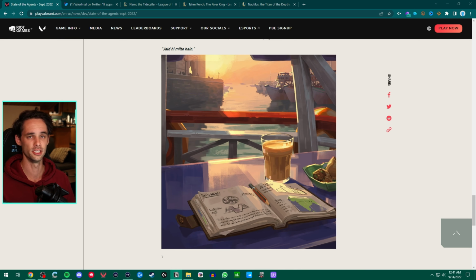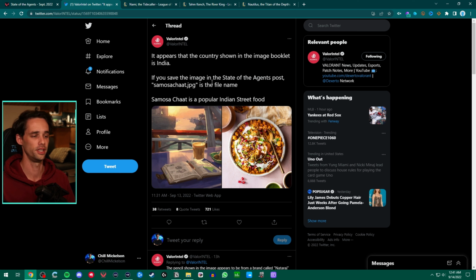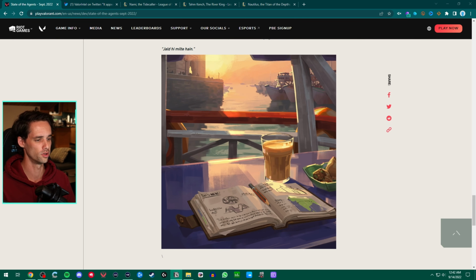So they also show an image of a notebook with a dish that's called, and I'm definitely going to butcher this, Shamos Shat. Sorry if that's awful. Based on this post here, it seems that it is a popular Indian street food. Along with the map in the notebook, the new agent is likely from India. Also, the text above the picture says see you soon in Hindi.